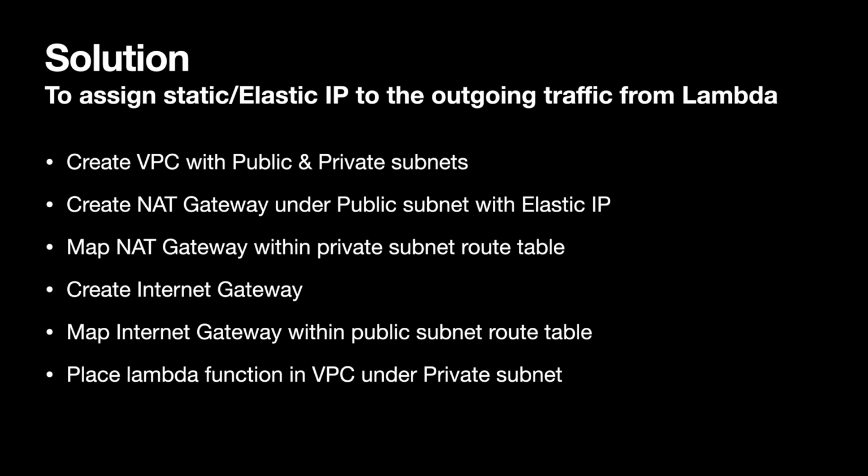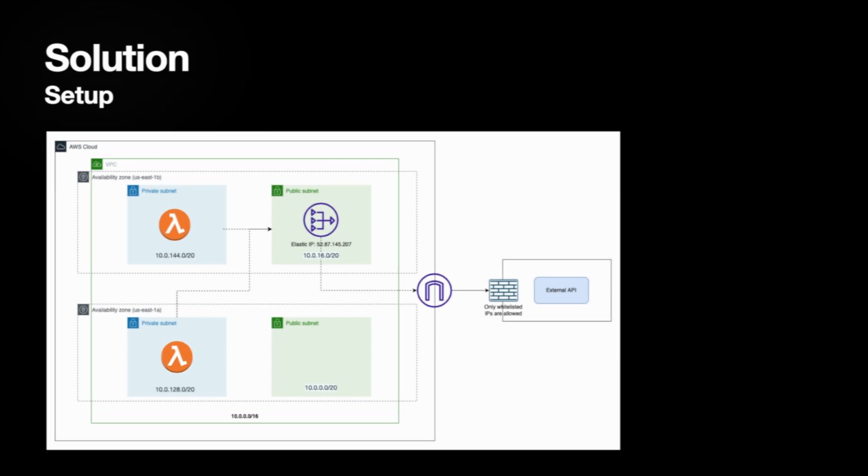Now let's have a look at how our solution would look. Here we have two private subnets and two public subnets, and our Lambda functions will sit in the private subnet and our NAT gateway will sit in the public subnet. All the requests coming from the Lambda function will get forwarded to the NAT gateway in the public subnet, and then the NAT gateway will replace the private IP address with the elastic IP address, and then forward the request to the internet gateway, and finally it will reach the external API. So this is how the overall setup would look.